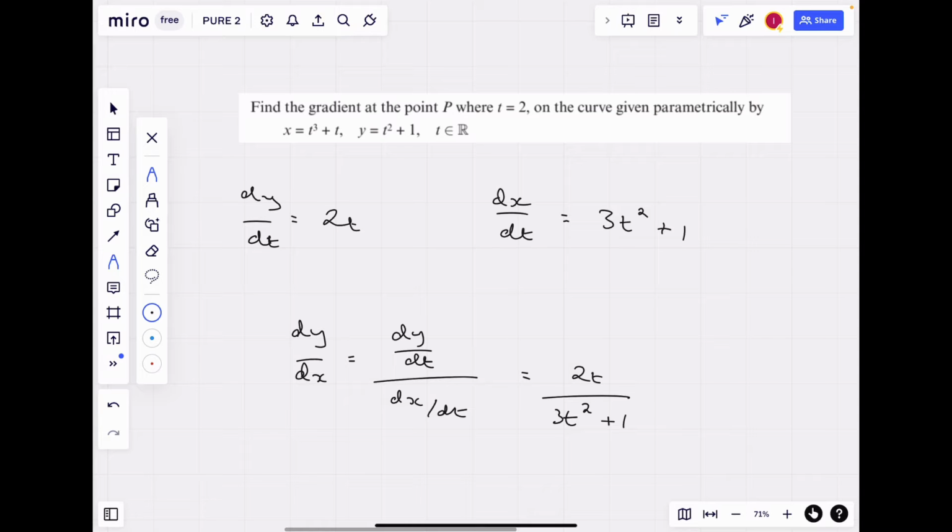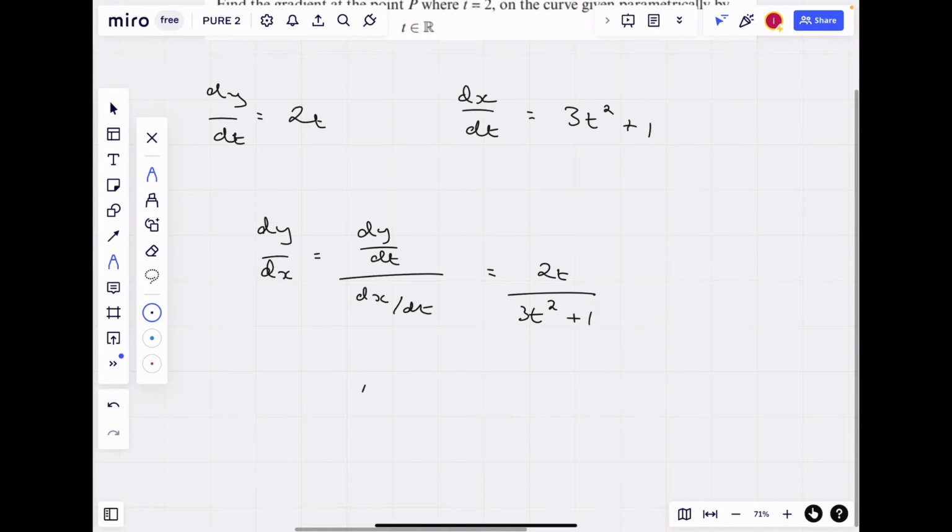Now they've told you that t equals 2. So when t equals 2, dy by dx is 4 over 13. So the gradient at P is 4 over 13. That's it. Nice and easy.